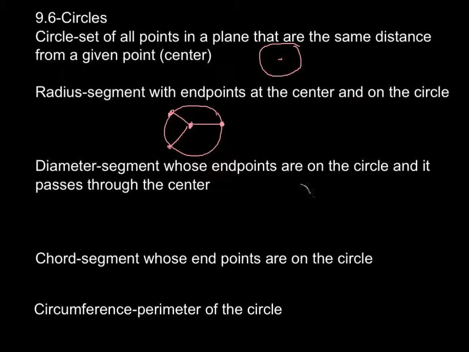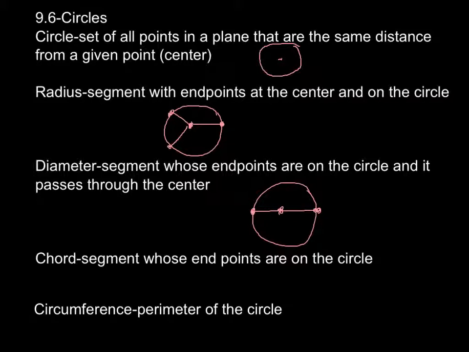Then we have the diameter, which is a segment whose endpoints are on the circle and it passes through the center. So the diameter is basically like cutting the circle in half. It's got the endpoints on opposite ends of the circle and goes through the middle. So the diameter is basically taking two radiuses and putting them together. If we think of our Earth, the diameter of the Earth would be the equator, because it passes right through the center of the Earth.